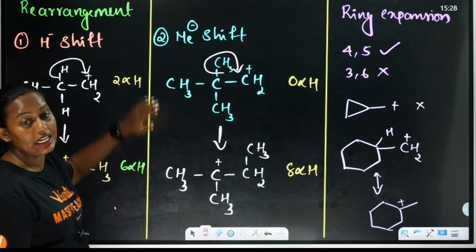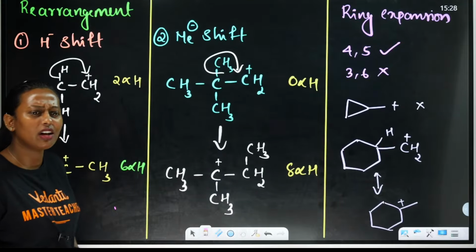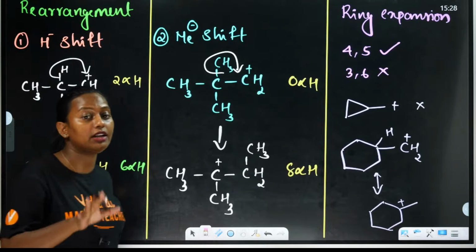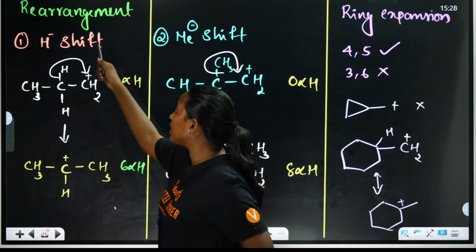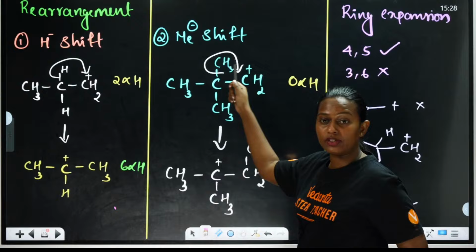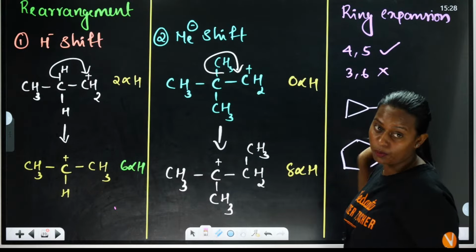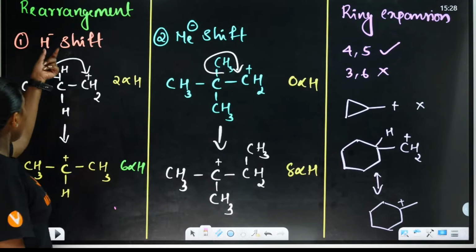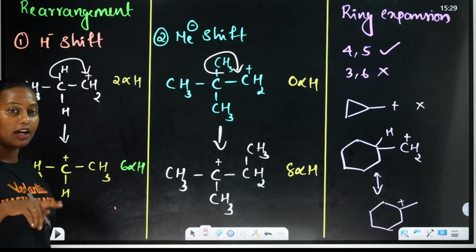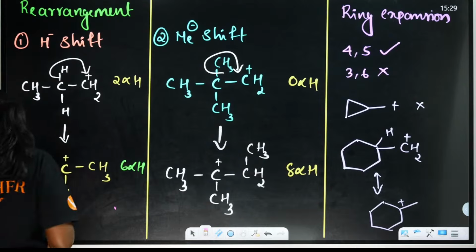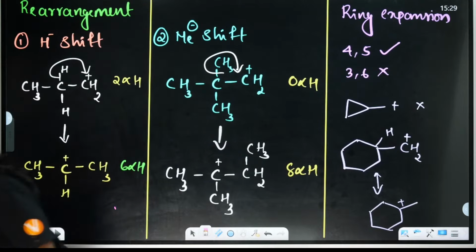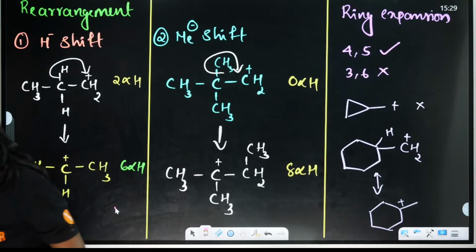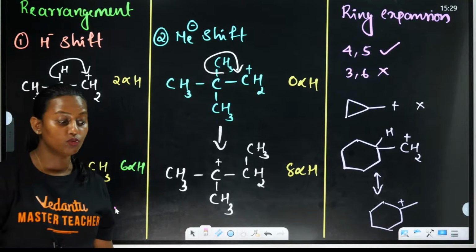Next, rearrangement. What is rearrangement? There are three different types of rearrangement: hydride shift, methyl shift, and ring expansion. What is hydride shift? We know that tertiary carbocation is more stable. Clear? Tertiary carbocation is more stable.